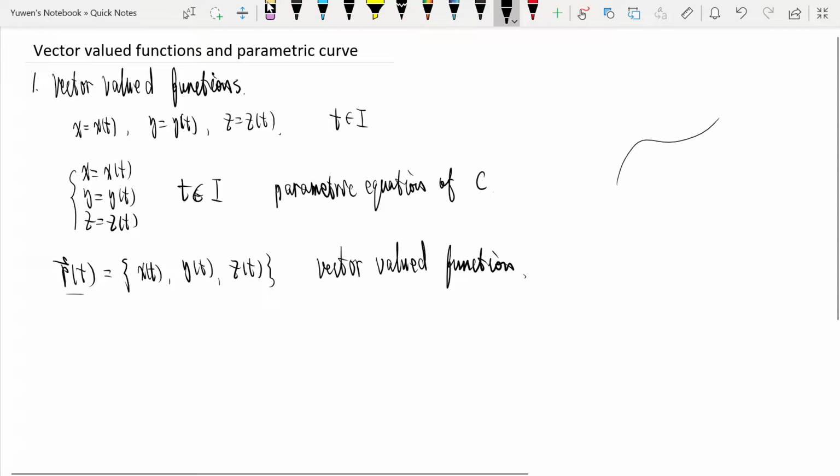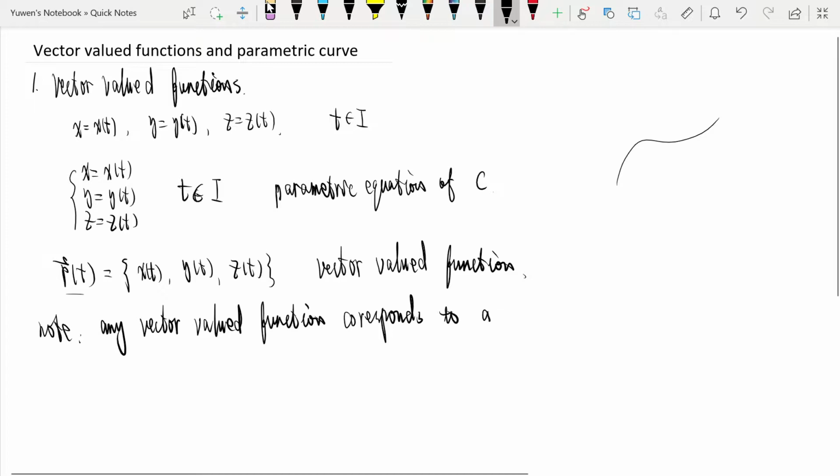Any vector valued function of one parameter t corresponds to a curve, just like any vector corresponds to a point.